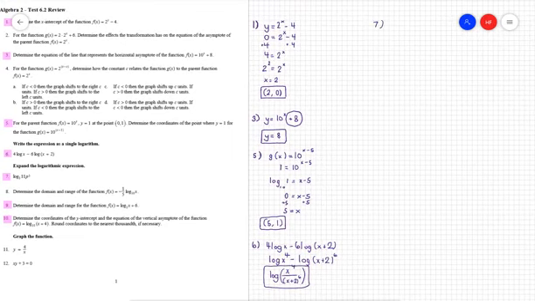Number 7, we're expanding log base 3 of 11 p cubed. First, we'll separate that multiplication between the 11 and the p cubed. And then we'll bring down that 3. So log base 3 of 11 plus 3 log p.